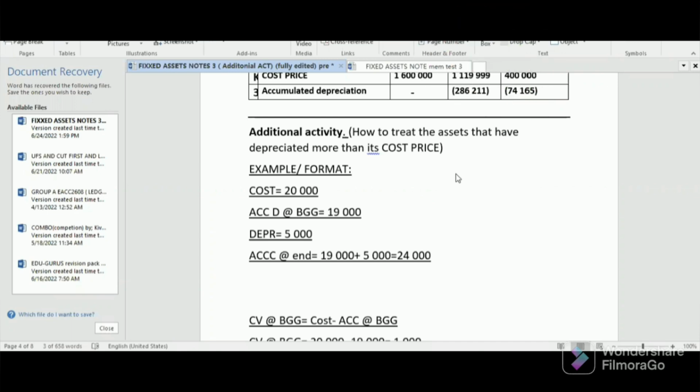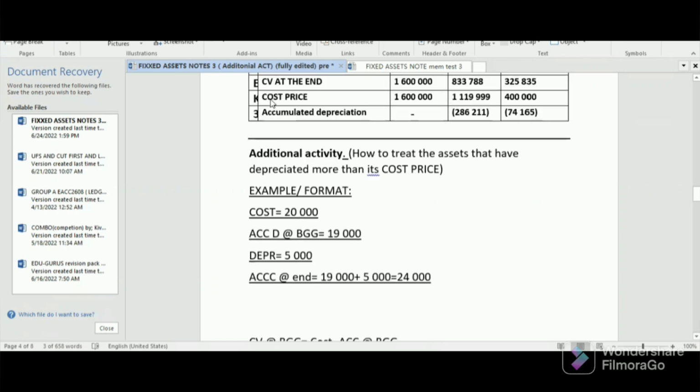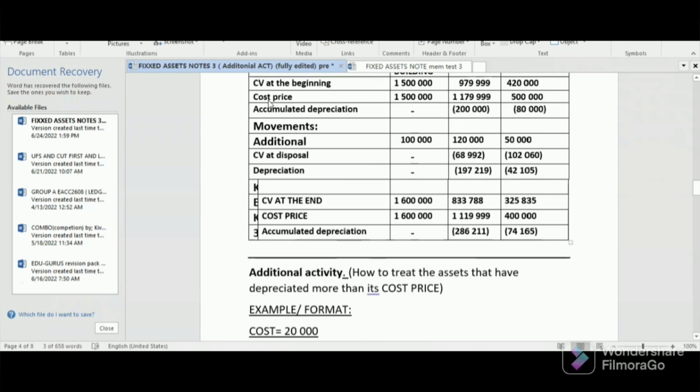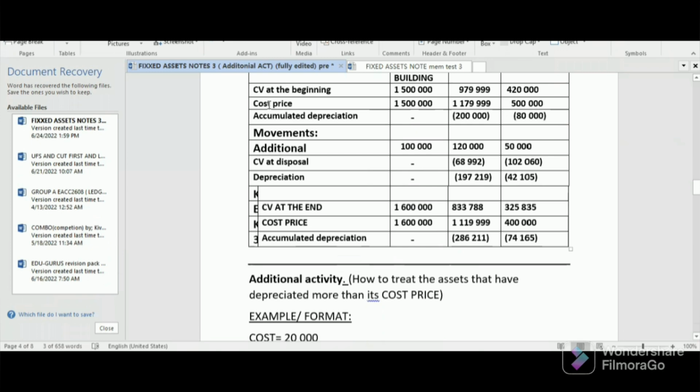So guys, now we are done with the major activity, where we focused on the disposal and how to depreciate an asset from the date of purchase to the date of sale. We were specifically focusing on the diminishing balance method in this activity. I hope this video was beneficial to you, and that you will be able to depreciate an asset from the date of purchase to the date of sale.